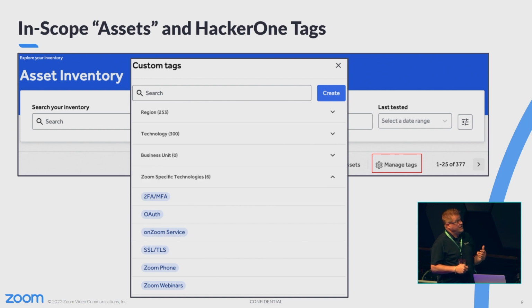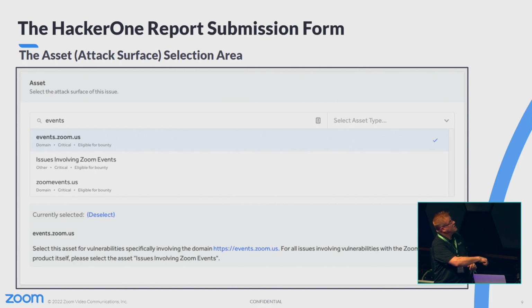So for example, instead of having issues involving Zoom and OAuth, you would first pick the asset, events.zoom.us, and then if the issue had to do with OAuth, you would be able to tag your report to further identify the vulnerability. And so you can see some of the things that I've added there under Zoom-specific technologies.